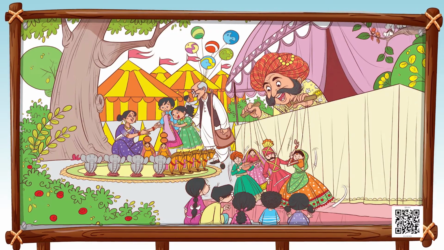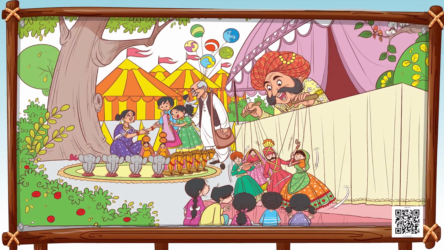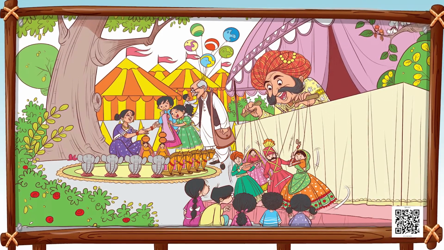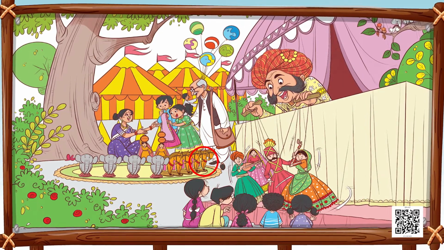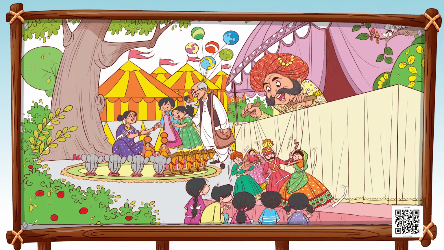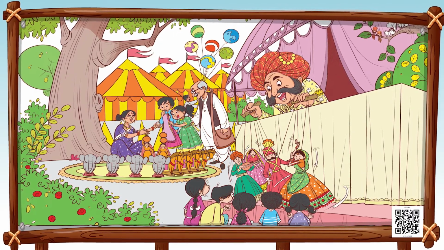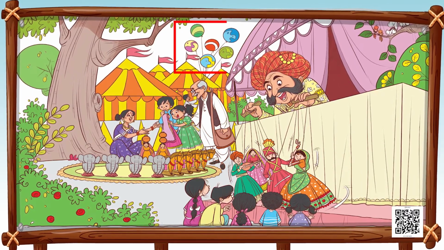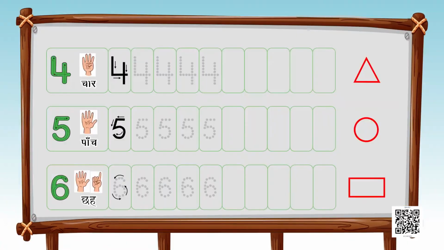So draw a circle around the objects which are 5 in number. Look at the picture and try to locate which objects are 5 in number, and then write down 5 on your sheets. Next, you draw a rectangle around the objects which are 6 in number. So look at the objects which are 6 in number and then write down 6 on your sheets.